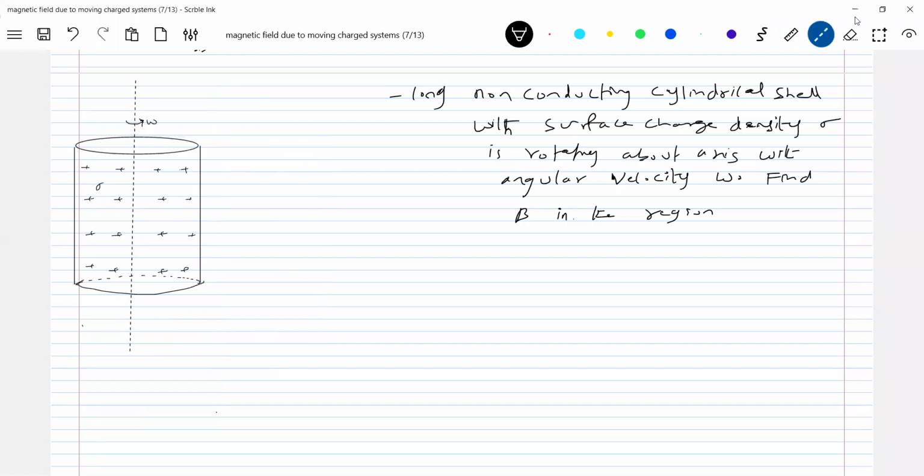Then this sigma. The charge is present only in that blue color shaded part. Please notice that. It is non-conducting, so the charge will be only on one surface.